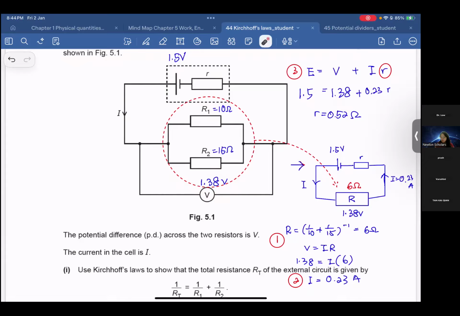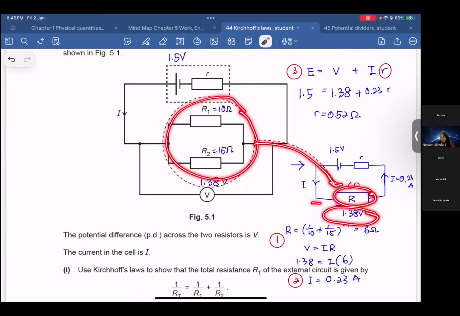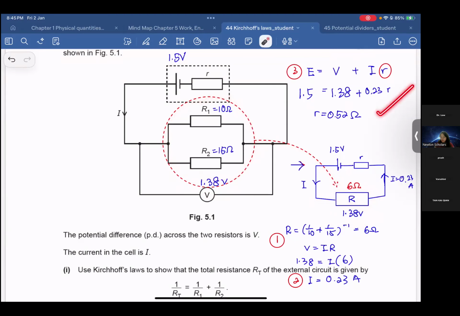Then current, we don't know. So we have to think how we solve it. Because this question, they give you 3 marks. Of course, they won't be directly easy for you to solve. You need to find some few steps. So we solve this part to become a single resistor. Then after that, with the voltage, we can find current. Okay, then put it in. You get the answer 0.52 ohm. Okay, if no question, then we go to C.